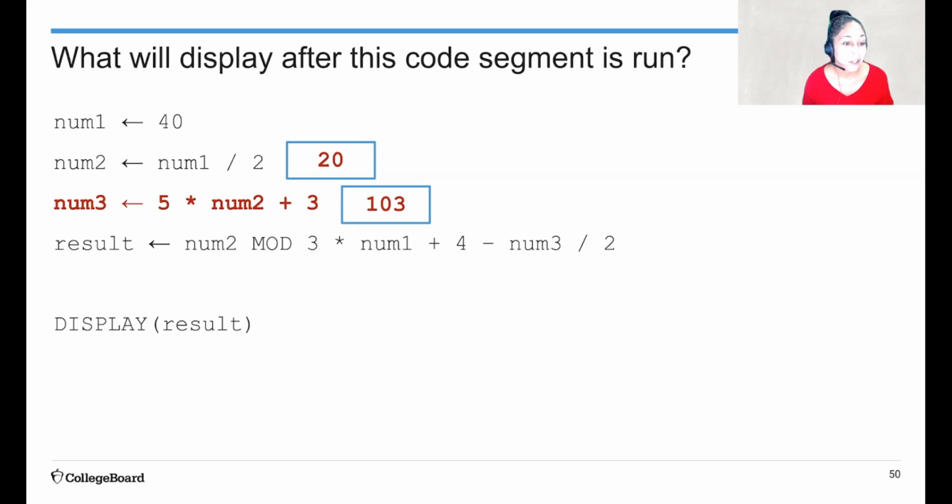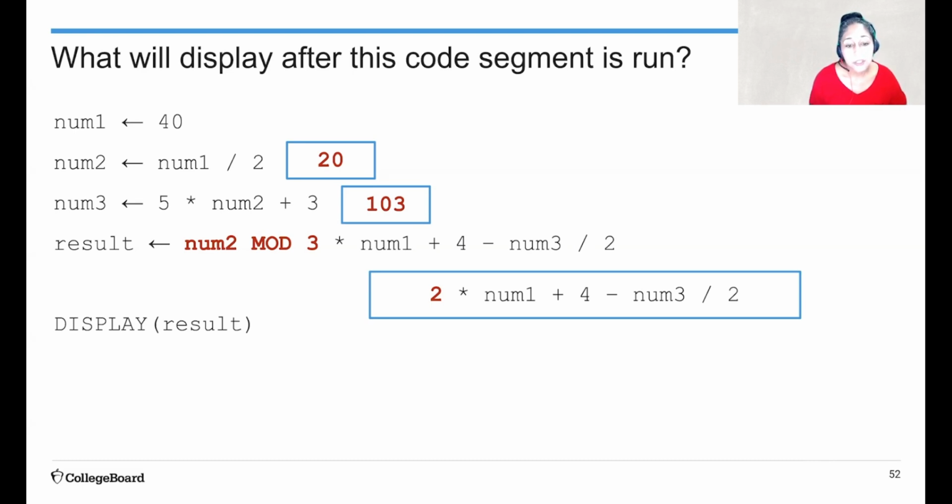Now when I'm looking at result, it has to store the result of the expression num2 mod 3 times num1 plus 4 minus num3 divided by 2. So first things first, I'm going to take the num2 mod 3. Num2 currently has the value 20. So the remainder of 20 divided by 3 is going to give me 2. So then I'm going to do 2 times num1 plus 4 minus num3 divided by 2, right?